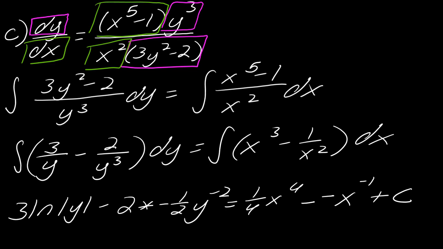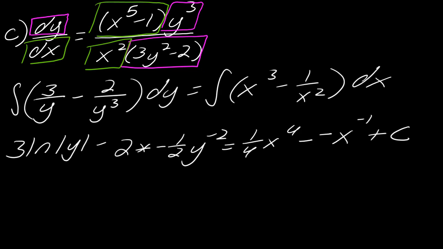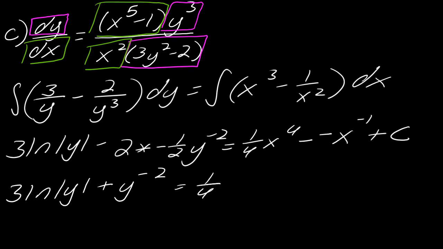If I simplify all of this, let me clear some space and write this up. Okay, now I have some space, so this will be 3 times the natural log of the absolute value of y plus y to the -2nd equals 1/4 x to the 4th plus x to the -1st plus c. Or you could write those in their fractional form, whatever works for you, but that would be the final answer.